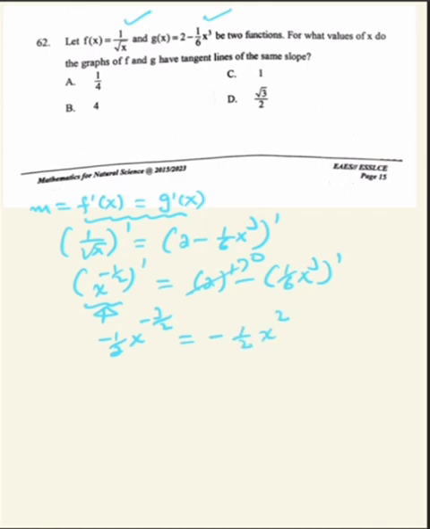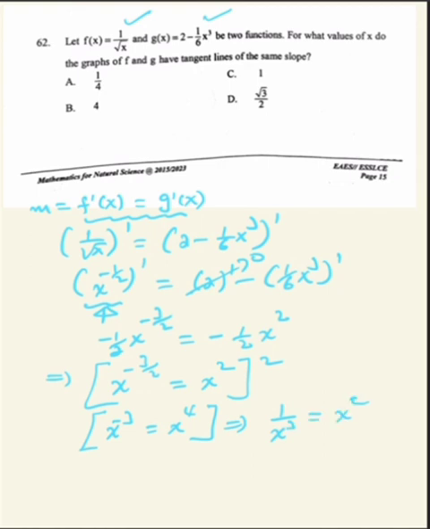This is the same as minus 1 over 2 x squared. So both sides divided by negative 1 over 2, we have x power of minus 3 over 2 is the same as x squared. Both sides to the power of 2: x power of minus 3 is the same as x power of 4. Cross multiplying, x power of 7 is equal to 1. The value of x that makes x power of 7 equal to 1 is x equals 1.